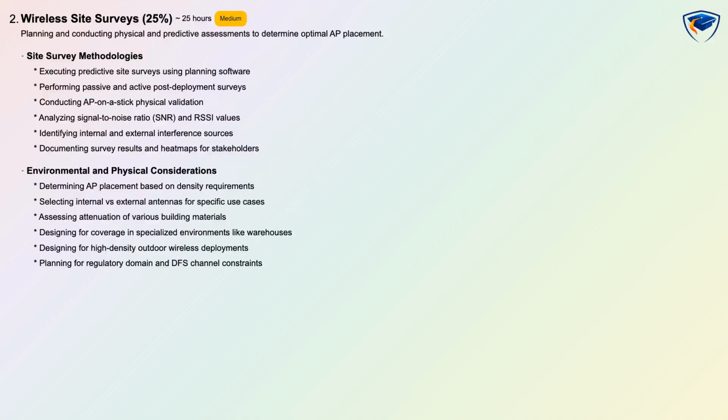The domain also teaches environmental and physical considerations such as density-based AP placement, selecting internal versus external antennas, assessing building material attenuation, designing coverage for warehouses and high-density outdoor areas, and planning for regulatory domains and DFS channel constraints.